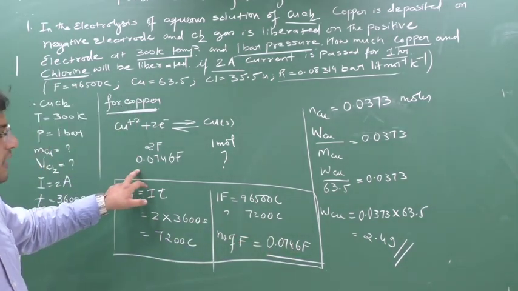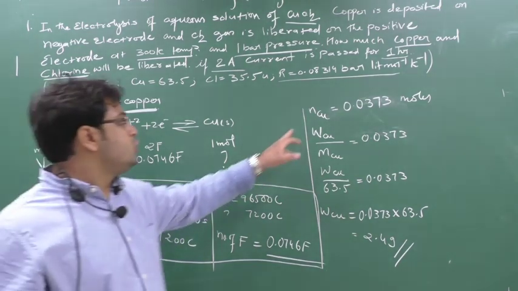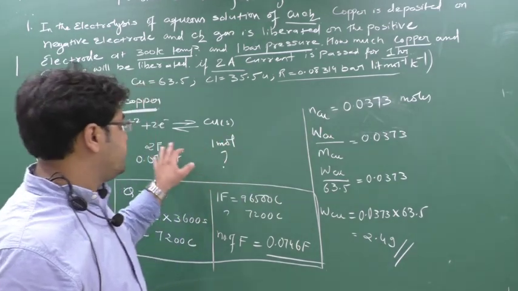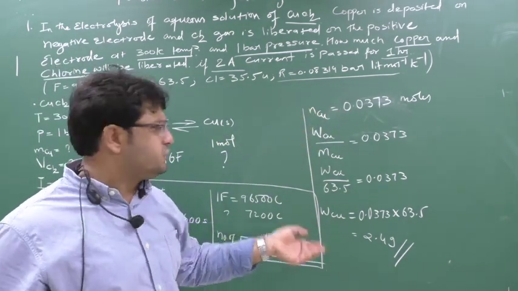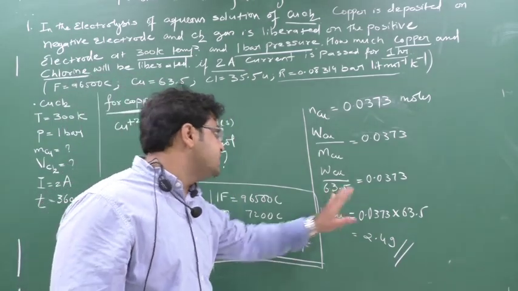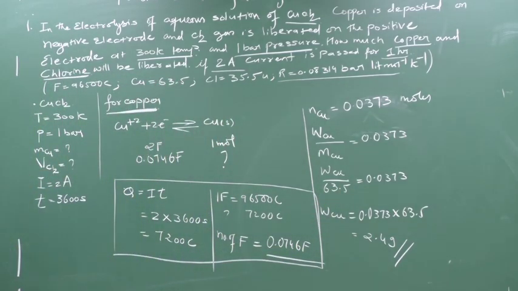On supplying 0.0746 Faraday, I get the moles of copper through the stoichiometry relation. From the moles of copper, to determine the weight, it is a very simple question: weight upon molecular weight. In this way, we have to calculate the amount of copper. Please take it down. Then next we will go to chlorine.